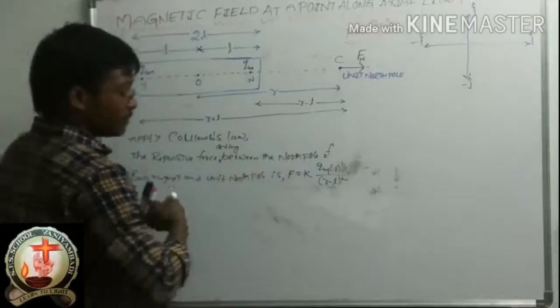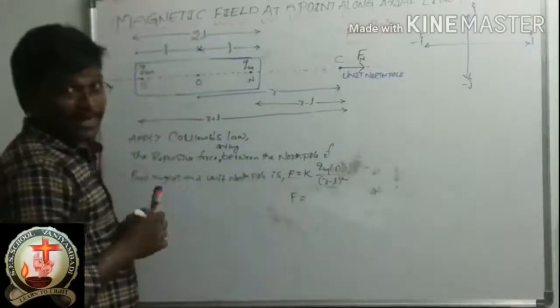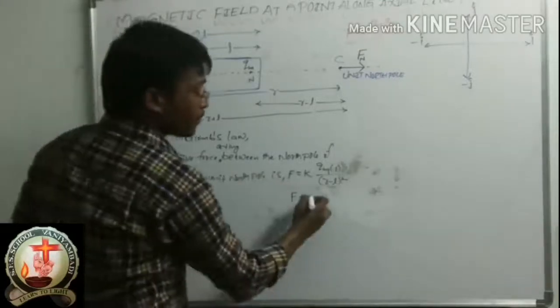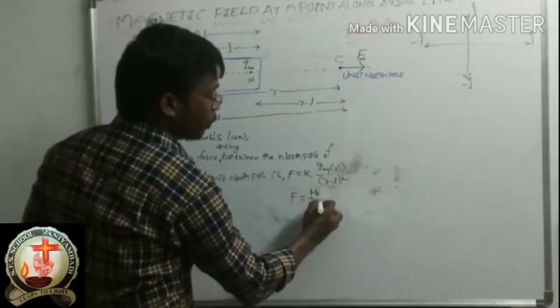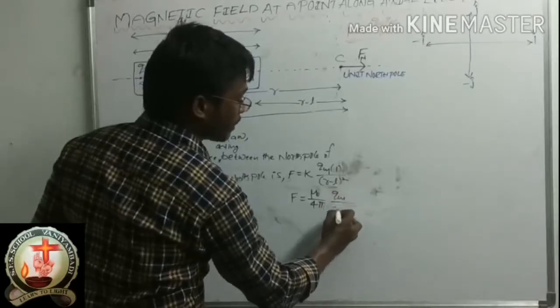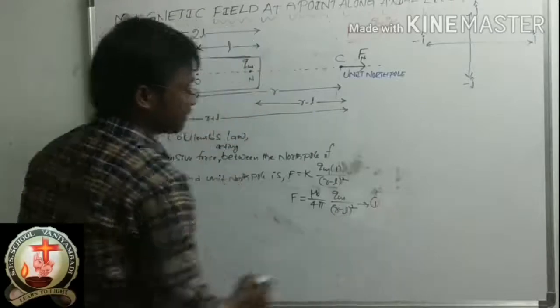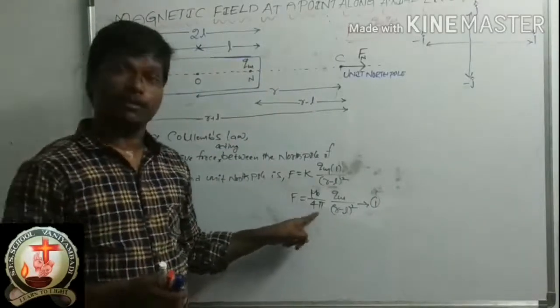And F is equal to, I told you in yesterday's class, the K value, how much? Mu naught by 4 pi. Substitute here: F equals mu naught by 4 pi, Qm by R minus L whole square. Give it equation number 1. Mu naught by 4 pi is the K value, you know that.